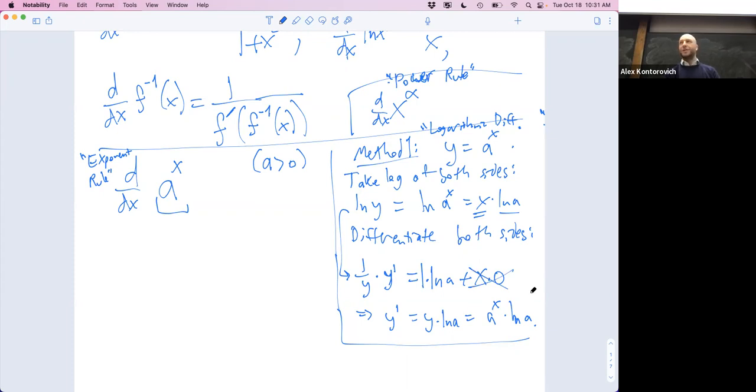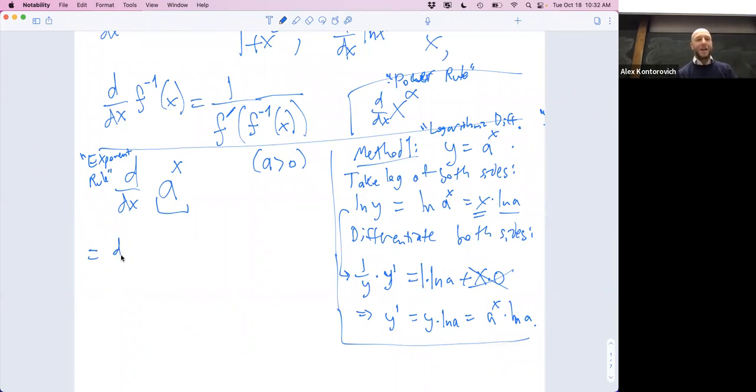Good question. Other questions? All right. So that was the method of logarithmic differentiation, or we could write this. So method two, if you like. So Yusuf, I actually prefer this. I think you're right that here I would like to do logarithmic differentiation.